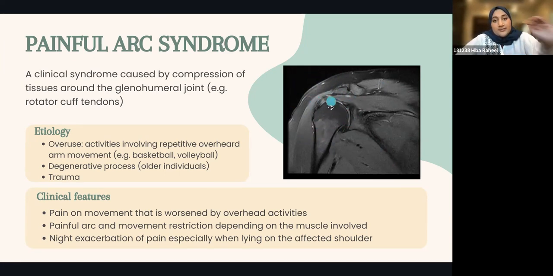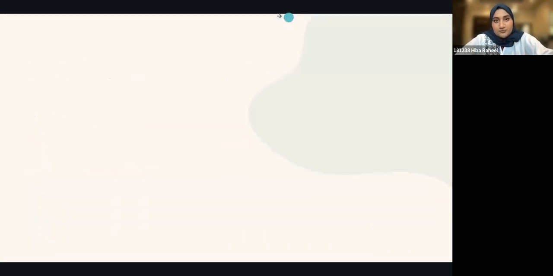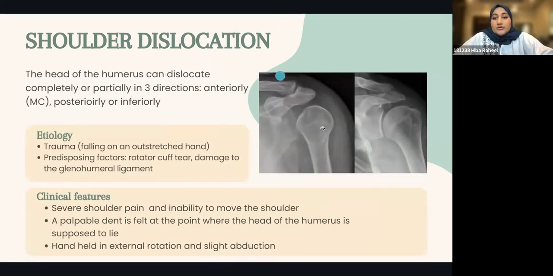Okay, so in MRI you can see that the muscle here is white, like this part, it's inflamed. Okay, it's inflamed and it appears wider, that means it's undergoing inflammation, and this is what painful arch syndrome looks like in an MRI.